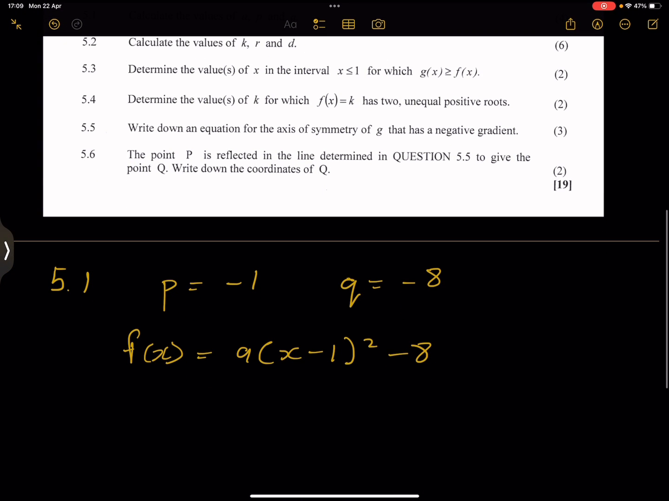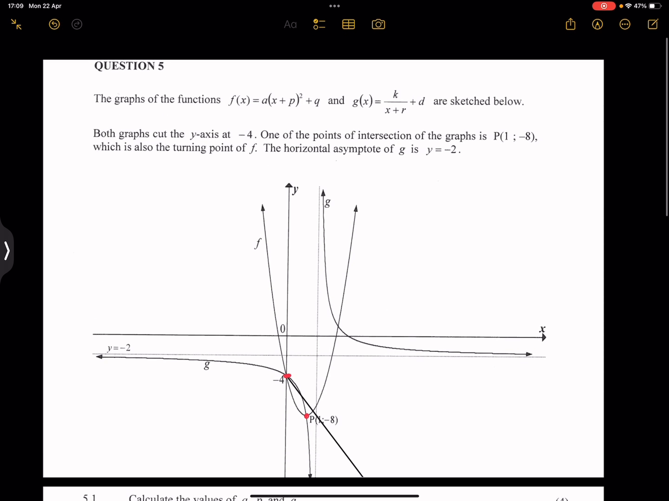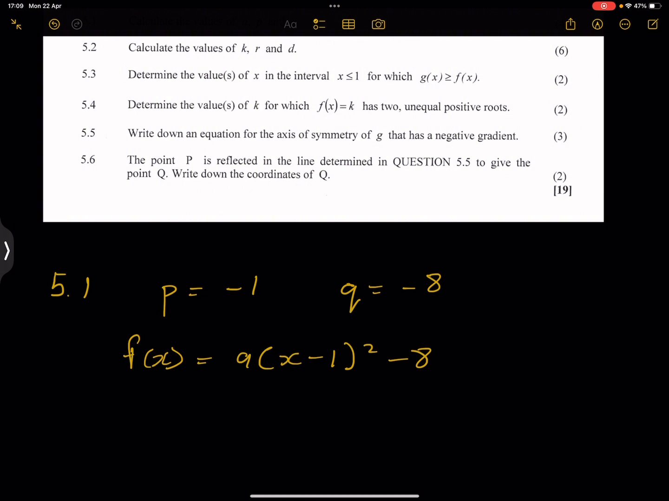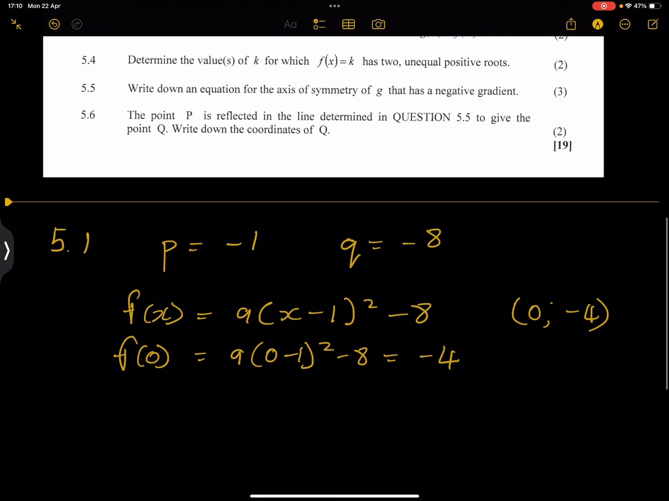So now to get the a value, we need to substitute another point that we know of into the equation. And what point is that? We know the y-intercept, where x is 0, y is -4, right? So let's take f of 0. So this is a into 0 minus 1 squared minus 8, but we know this is equal to -4.